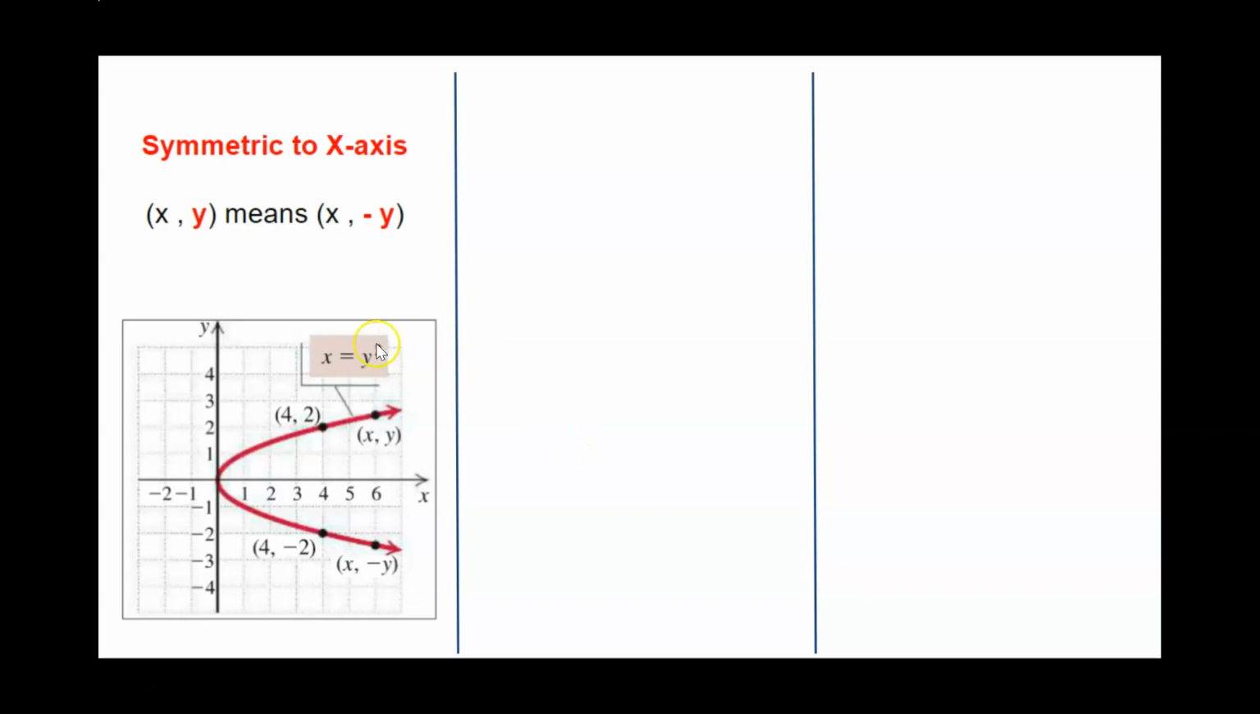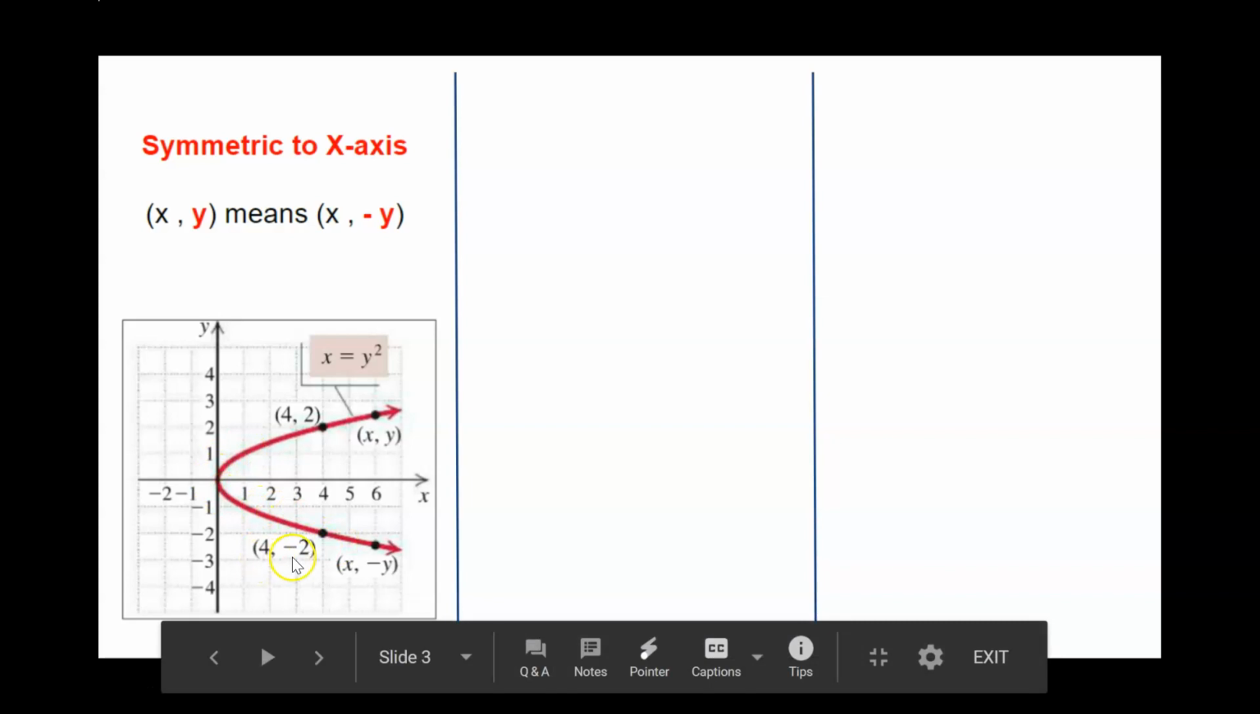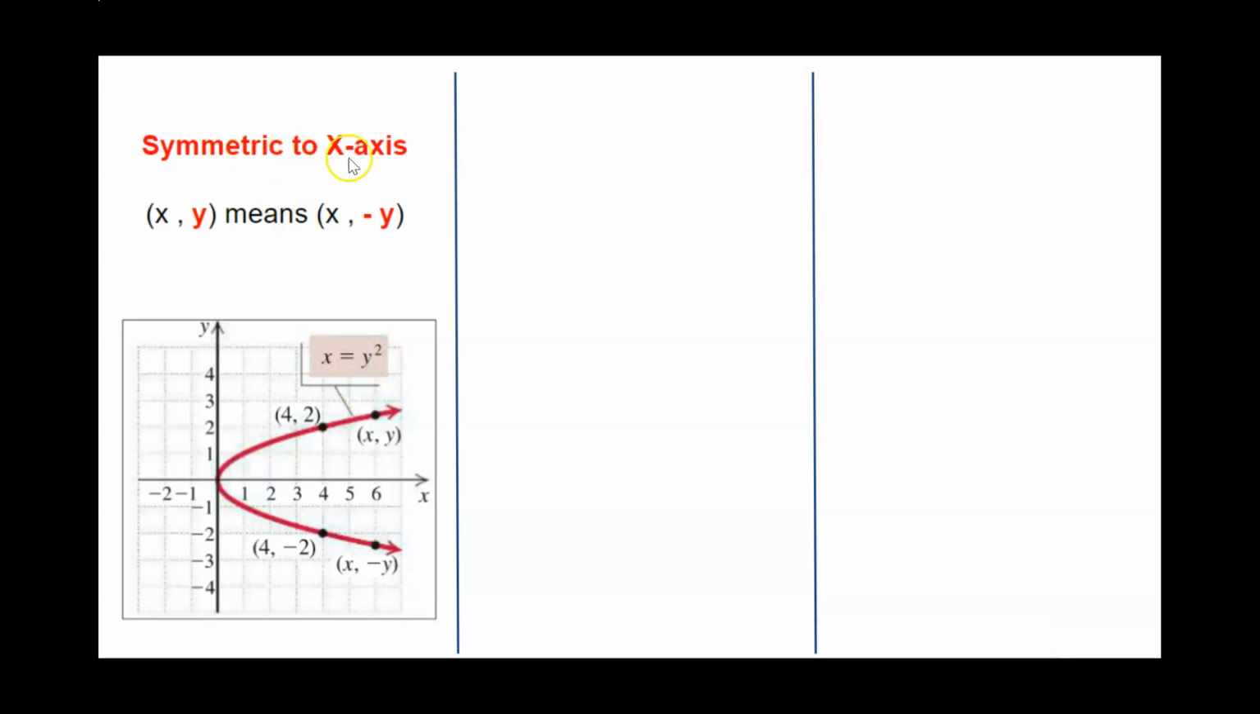So let's go through what that means. To be symmetric to the x-axis, if you have the original ordered pair x comma y, you'll know it's symmetric to the x-axis if the sign is changed. So if the y is positive, now it's negative, but the x remains the same, then we know that it's symmetric to the x-axis. The original one here was 4, 2. And if this graph goes through a point which is 4, negative 2, then we know that this equation or function is symmetric to the x-axis.